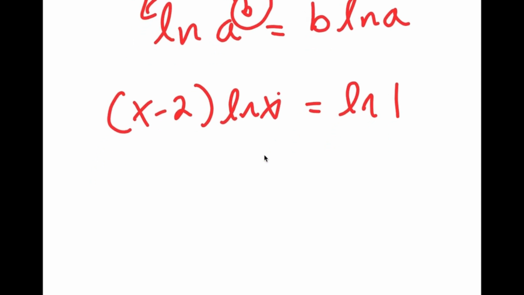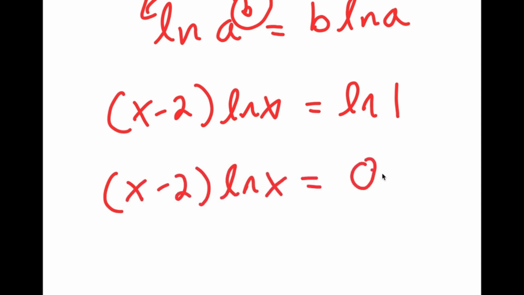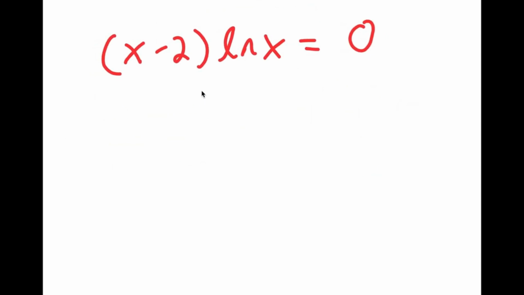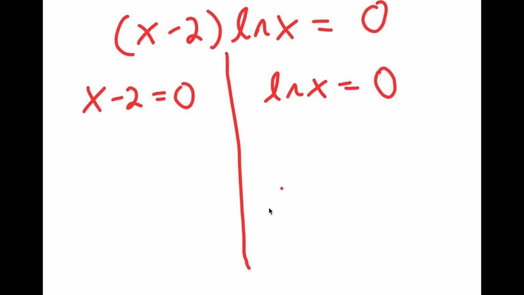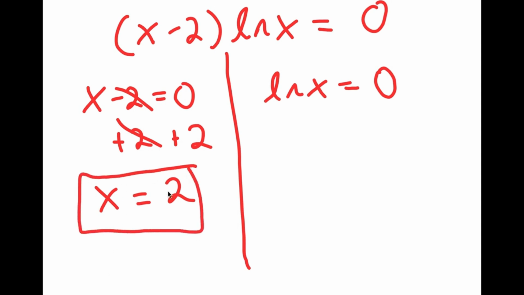So now, ln 1 is actually equal to 0. So I get x minus 2 times ln x is equal to 0. And now this gives me two equations. I get x minus 2 equals 0, and also ln x is equal to 0. So, for x minus 2 equals 0, this is a simple equation. All I have to do is add 2 on both sides, and I get x is equal to 2. So that is my solution.